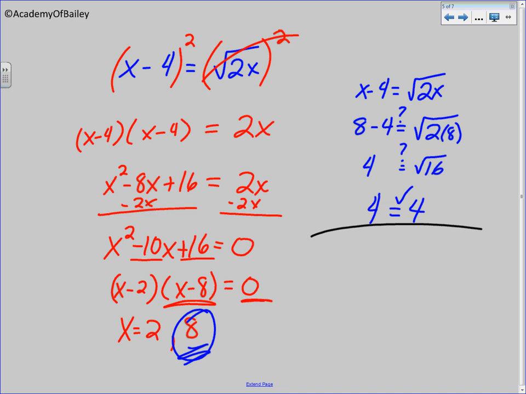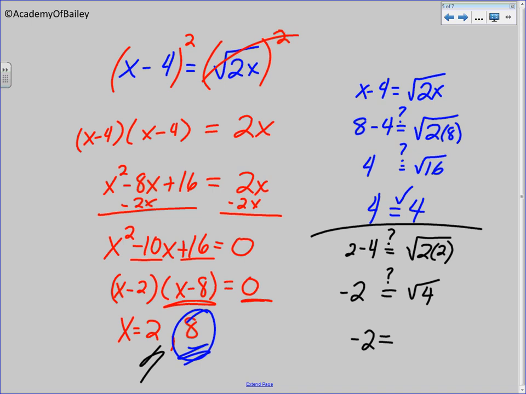And now let's plug in 2. 2 minus 4, is that equal to the square root of 2 times 2? Well, on the right side, you have 2 times 2, which is 4. And on the left side, you have 2 minus 4, which is negative 2. So is negative 2 equal to the square root of 4, which is 2? Is negative 2 equal to 2? No, it's not. So then 2 is not a solution.